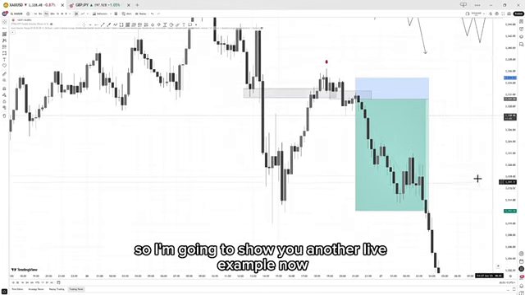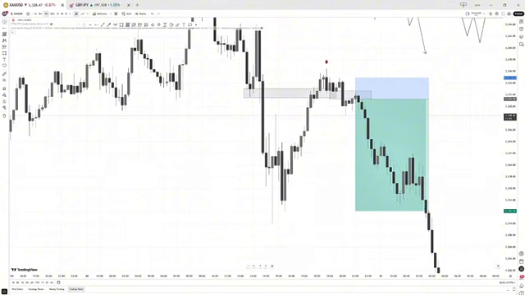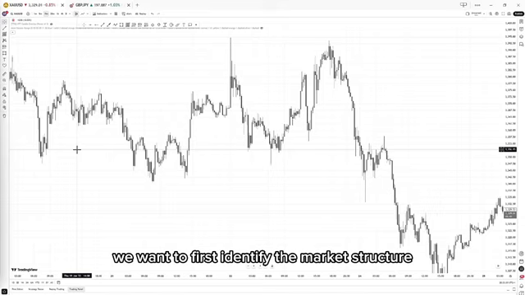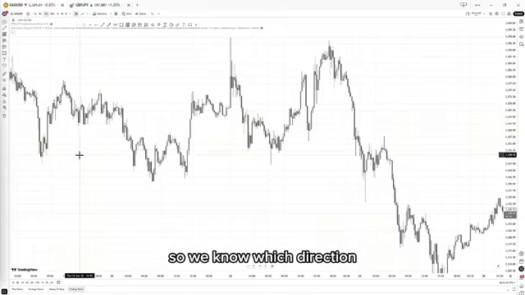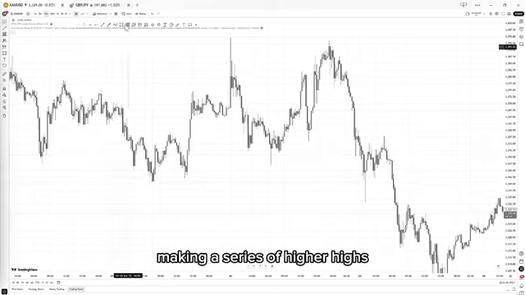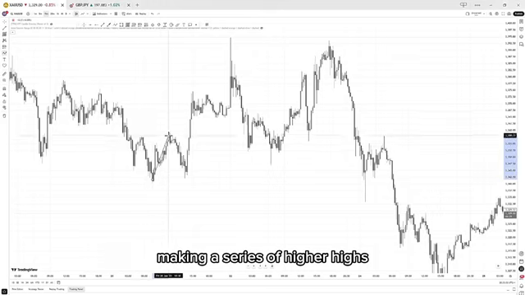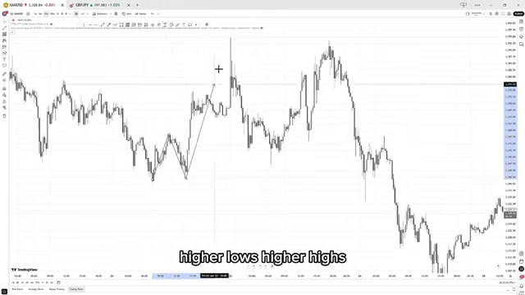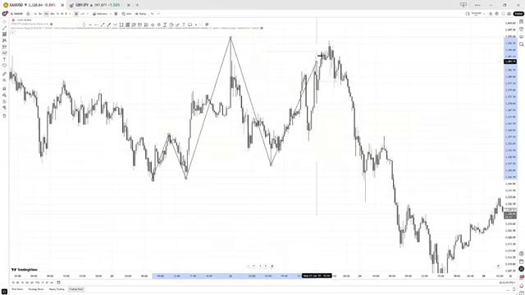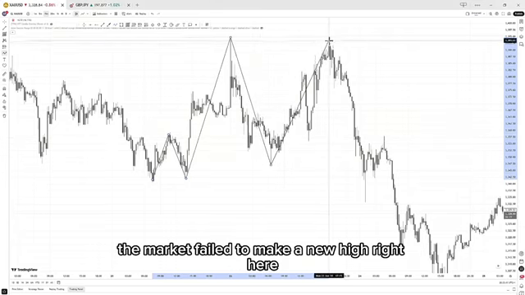So I'm going to show you another live example now. On this chart setup, we want to first identify the market structure so we know which direction the market is actually trading towards. So first, we want to look at the market making a series of higher highs, higher lows, higher highs, higher lows. The market failed to make a new high right here.